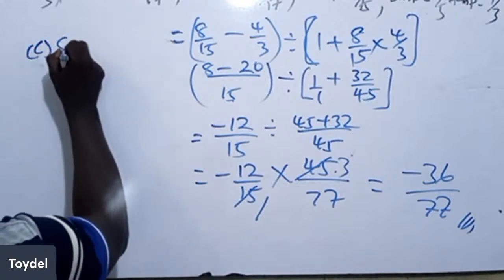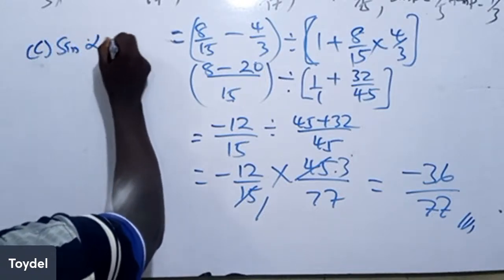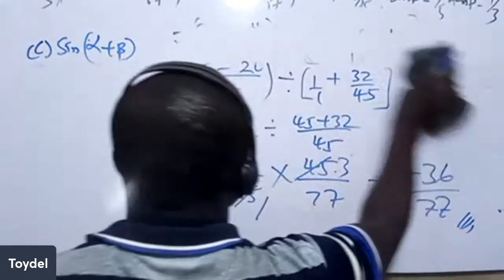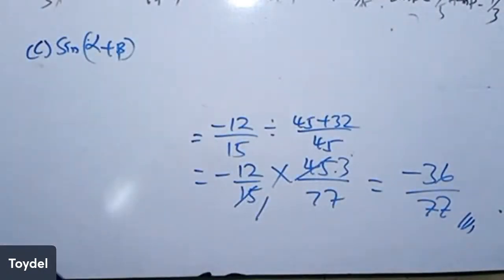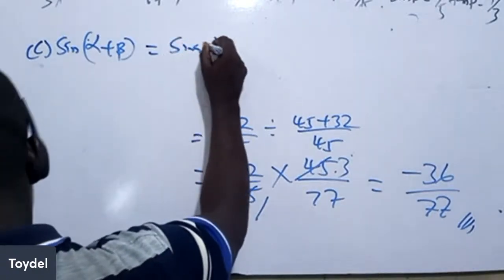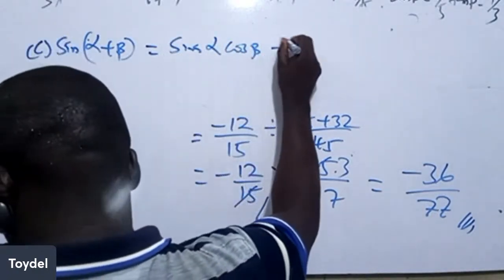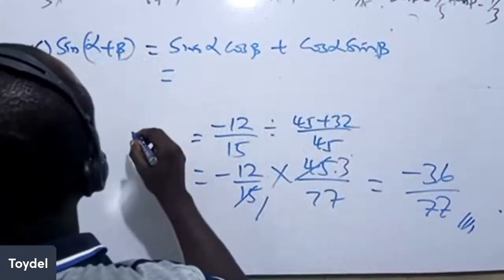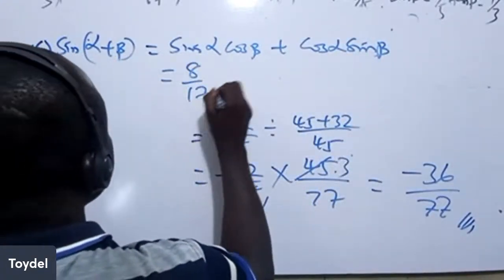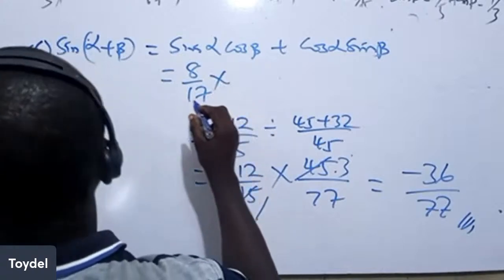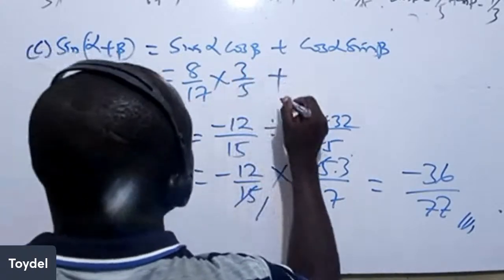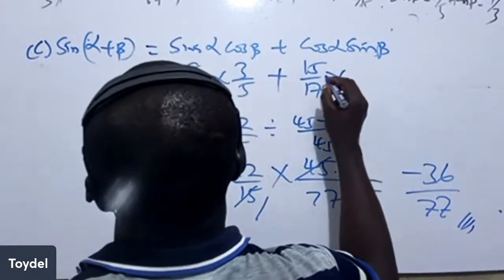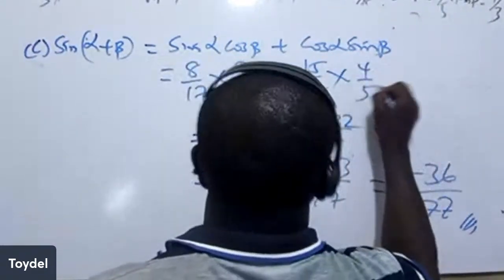That is where we have sine(alpha plus beta). So when we have sine(alpha plus beta), what will be the expression? Sine(alpha plus beta) will be sine alpha cos beta plus cos alpha sine beta. So what is sine alpha? Sine alpha is 8 all over 17 multiplied by cos beta. Cos beta is 3 all over 5, plus cos alpha, 15 all over 17, multiplied by sine beta. Sine beta is 4 all over 5.